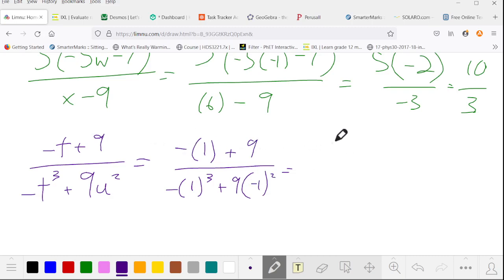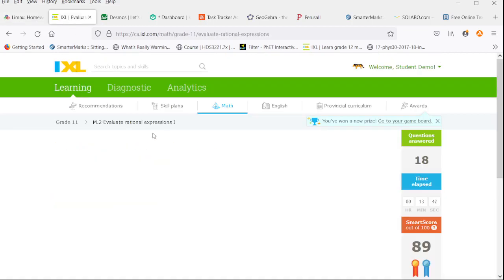So negative 1 plus 9 is 8 in the numerator. Our denominator, 1 cubed is always 1. So we just have a negative 1 here. Now a negative 1 to any even exponent becomes a positive 1. So this is also negative 1 plus 9. So this is also 8. So this whole thing simplifies to 1.